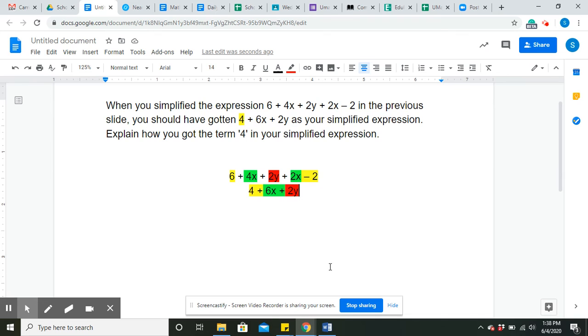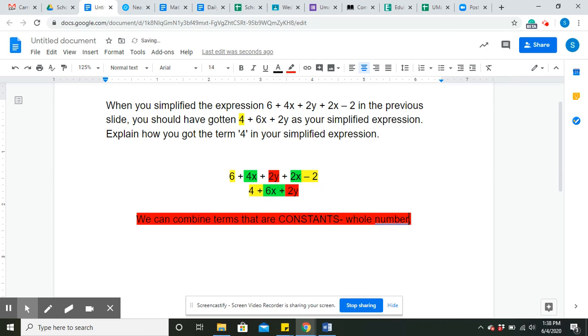Our big takeaway is that we can combine terms that are constants, which means that they are whole numbers. So just like we combine terms that have the same variable, we can also combine terms that are constants or whole numbers.